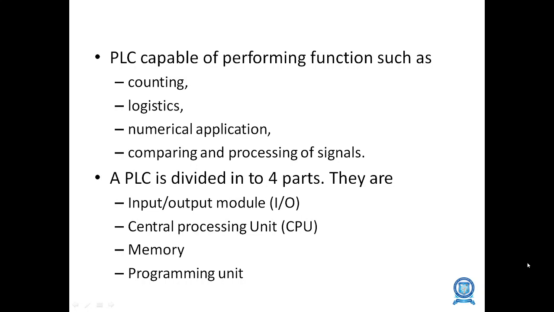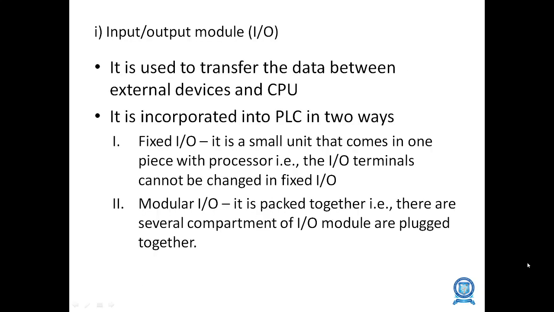PLC is divided into 4 parts: input-output module, central processing unit CPU, memory and programming unit. Input-output module. It is used to transfer the data between external devices and CPU. It is incorporated into the PLC in 2 ways.